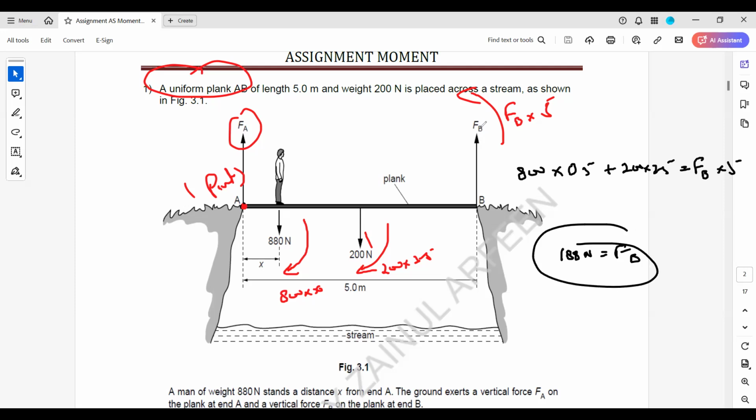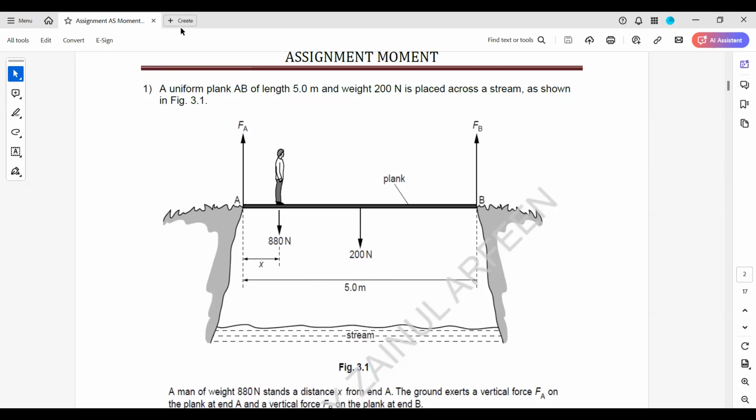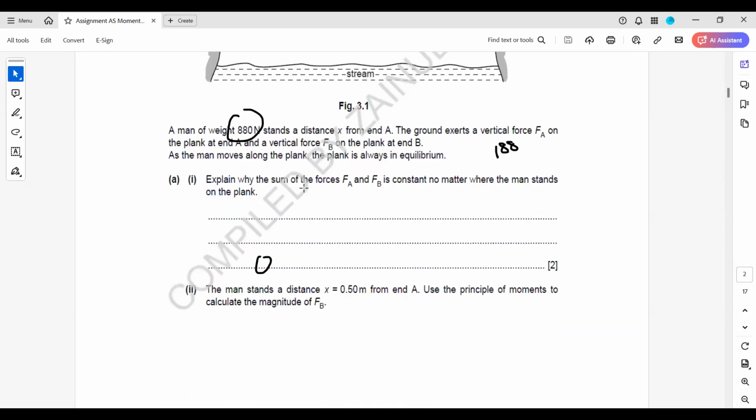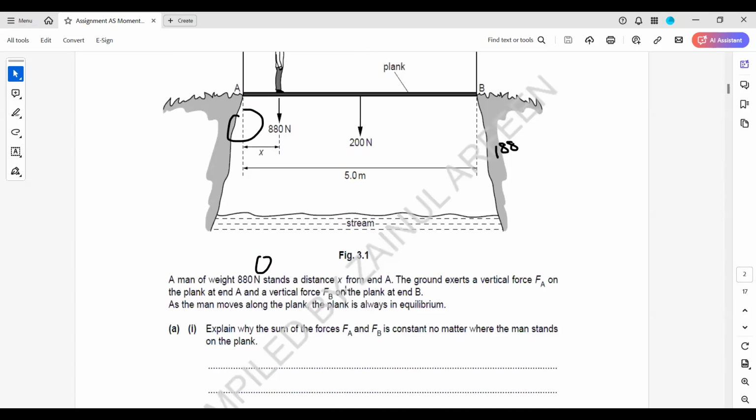Is it clear how we worked out FB? Whenever in a question you see 2 points of contact or 2 points of rotation, any one of them you can consider as a pivot. So this is 188 and we don't know FA. So how can we work out FA? We can consider the total upward force. How do we know the distance of 800? It is given in the question that the value of X is 0.5.